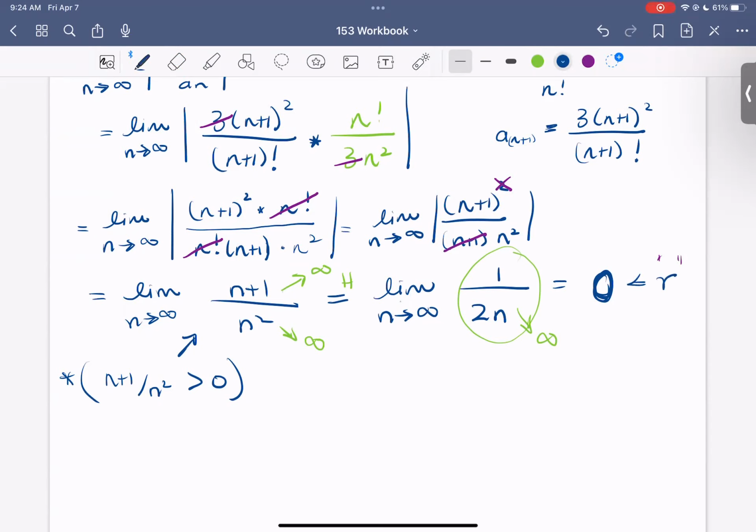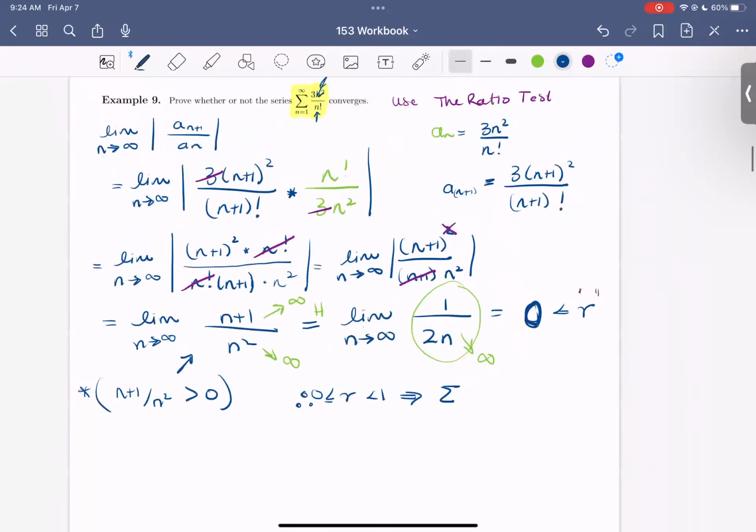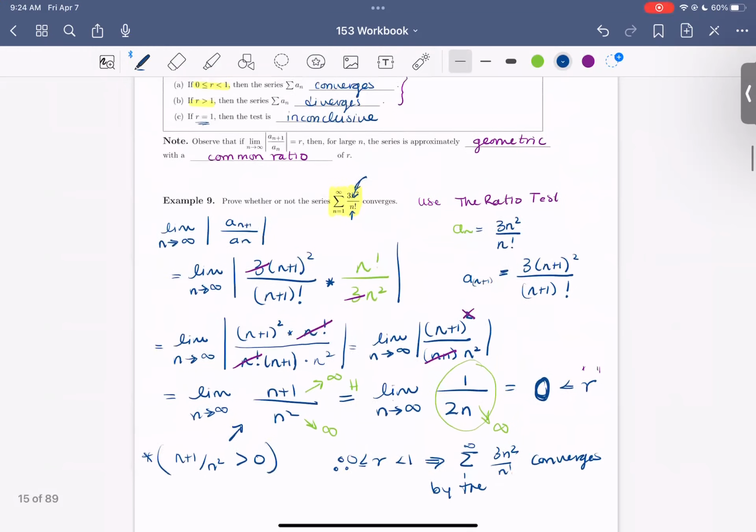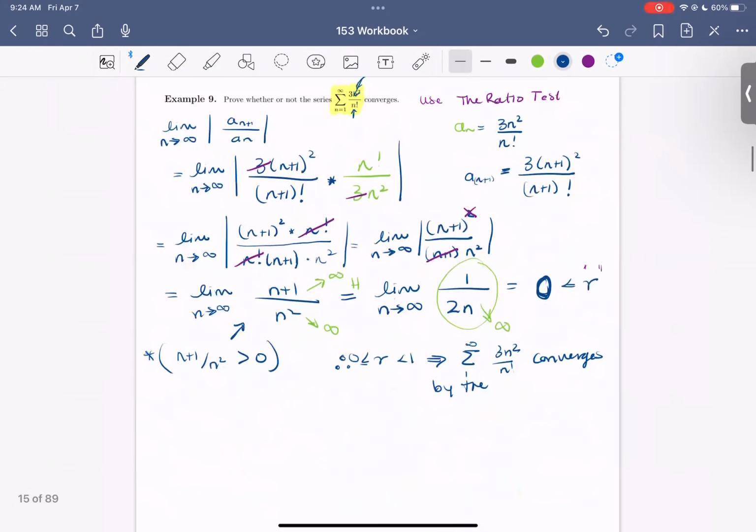So then what does that tell us? Well, therefore, since R is bigger than or equal to 0, but less than 1, that means our series that we started with, 3n squared over n factorial, converges. Just to remind ourselves, by the what test? By the ratio test.